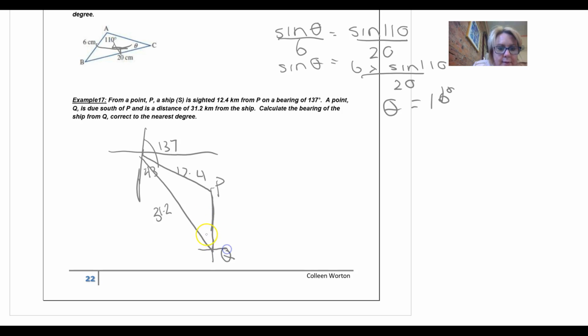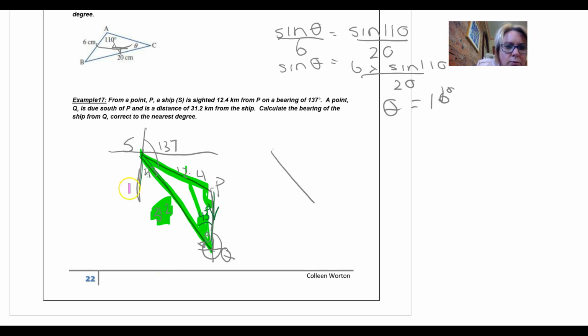So I need to calculate this angle here, because I need to figure out the bearing of the ship from Q. Now what I've actually got is this triangle here. I've got a side and an angle, so I'm happy, and I've got this side. How do I work out that angle? Now if I know that this is 43 and this is south, isn't this 43? I don't even have to do the sine rule. That's terrible. That was a bad question.